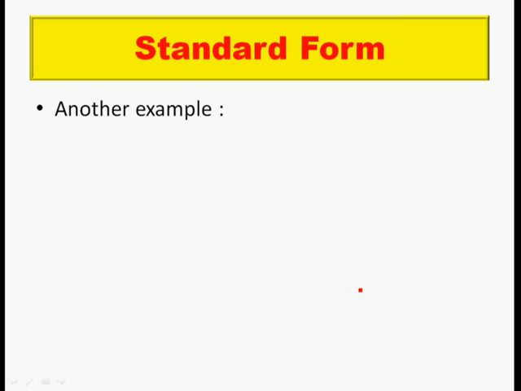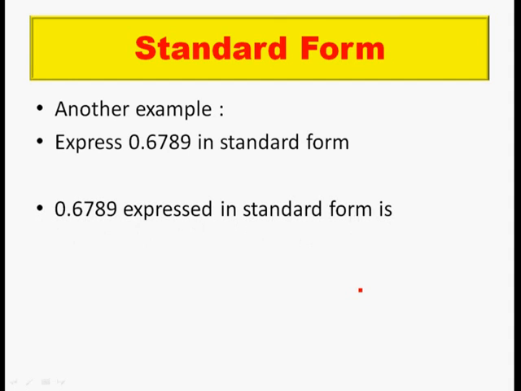Another example. Express 0.6789 in standard form. And the answer that we'll get is 6.789 times 10 to the negative 1. Stay tuned to another video clip that will show you how to do this question, or rather to show you how we came up with 6.789 times 10 to the negative 1.